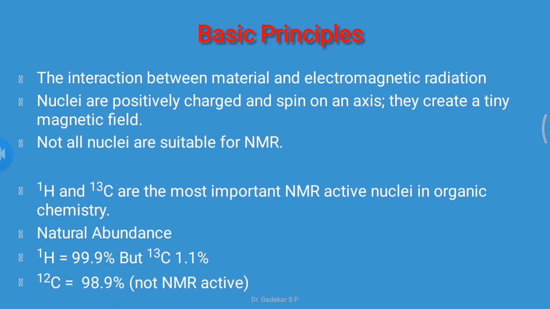But C12, whose natural abundance is 98.9%, is not NMR active. Why? Because its spin quantum number is equal to 0. So if the spin quantum number is greater than 0, the nucleus is NMR active.